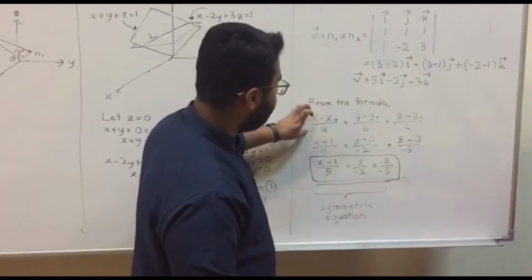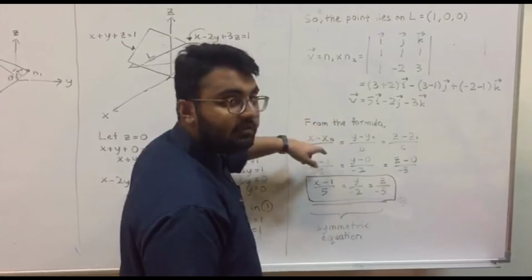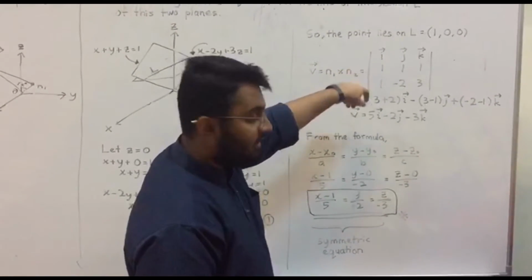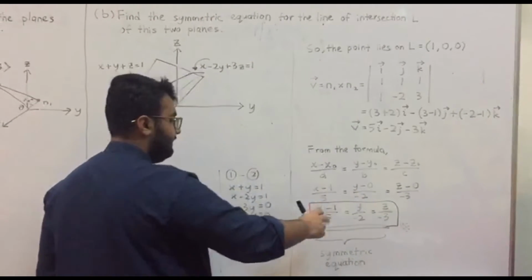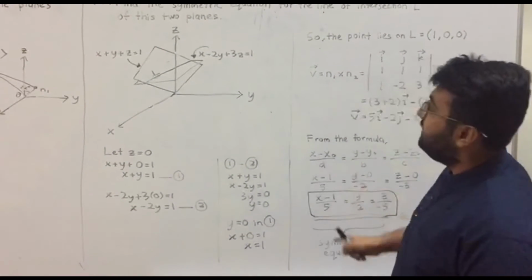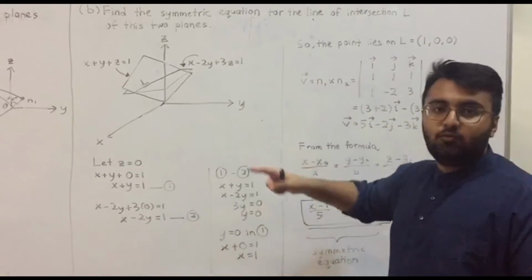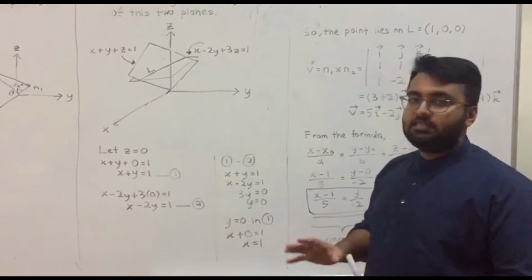So using this formula, after you get the vector, you substitute the vector in, and the x naught is the point that lies on L. What we get is the symmetric equation for the line of intersection L of these two planes. That's all that is required in this question.